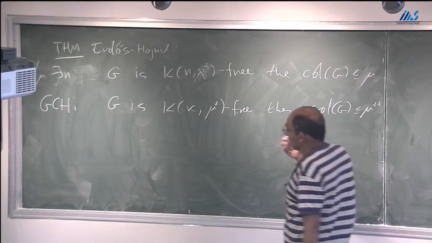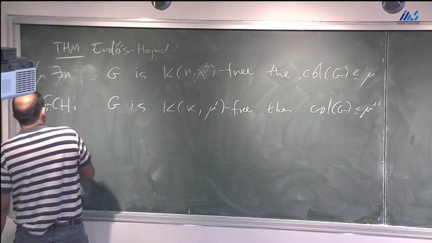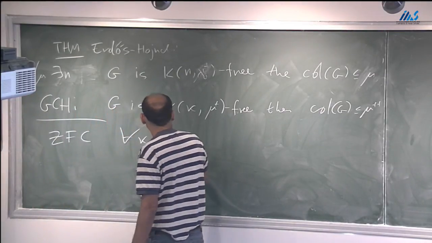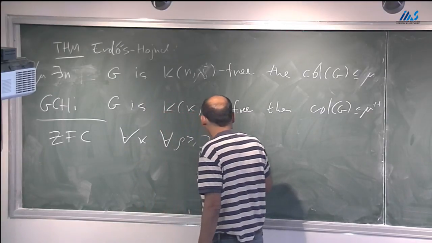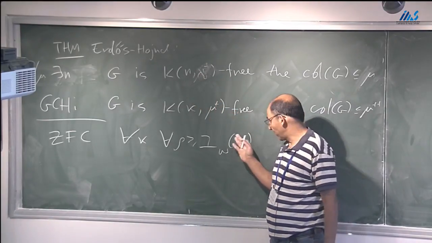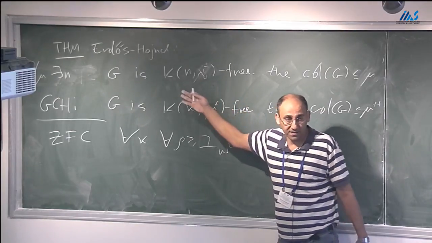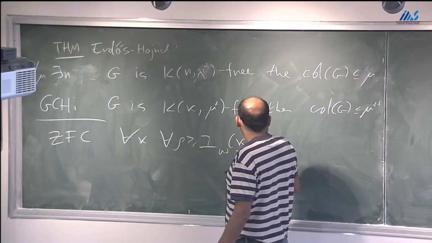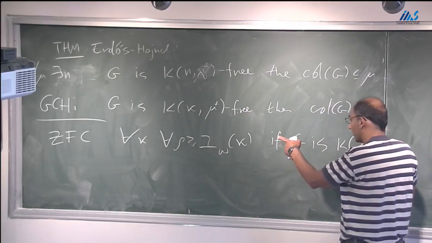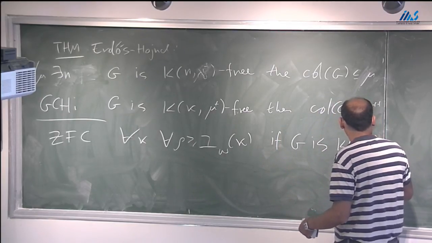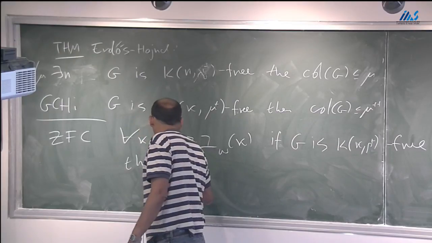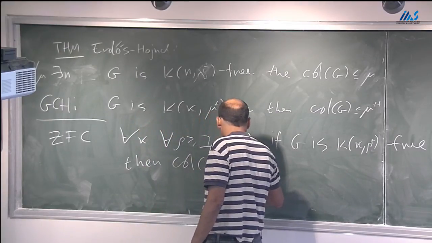Now, using density, you can prove just in ZFC, for all kappa and for all rho which is at least beth omega of kappa, the analog of aleph 0 for n, beth omega of kappa is like the next infinite cardinal above it: if any G is K_{kappa,rho^+}-free, then its coloring number of G is at most rho.